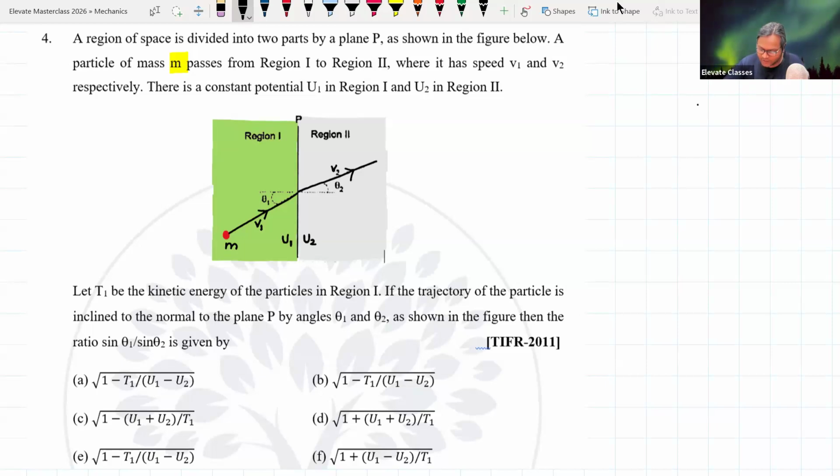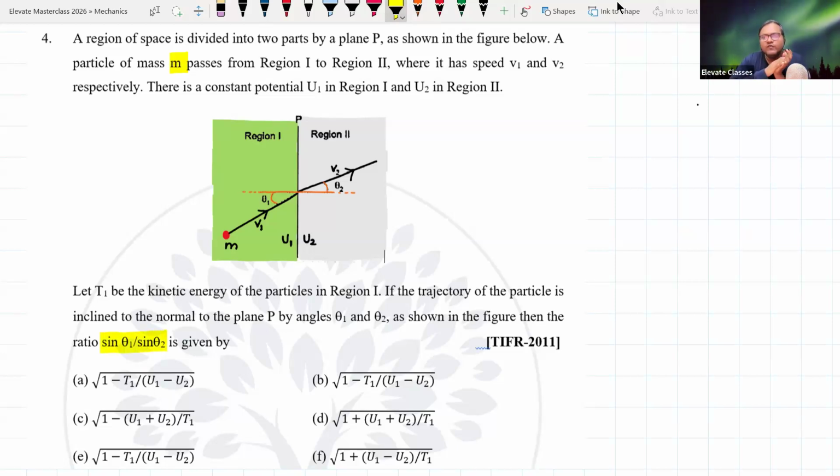Let T1 be the kinetic energy of the particle in region 1. If the trajectory of the particle is inclined to the normal to the plane P, so this trajectory, this is the normal. This is theta 1, this is theta 2. Then what is the ratio of sine theta 1 upon sine theta 2?